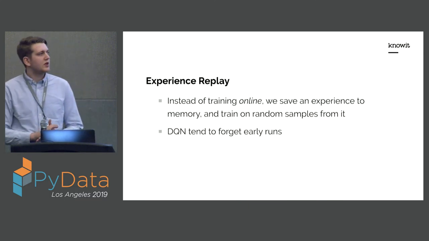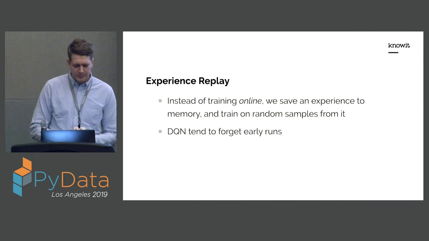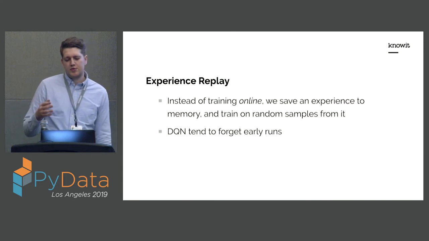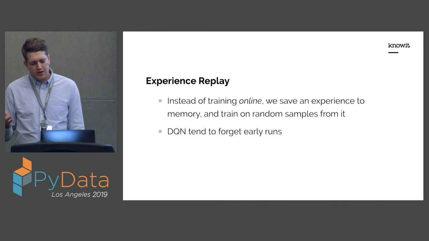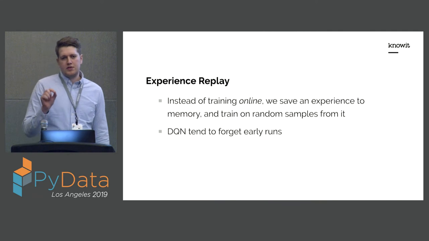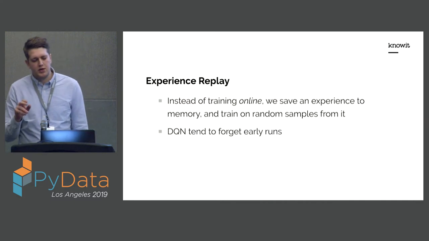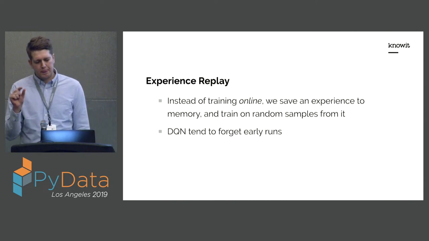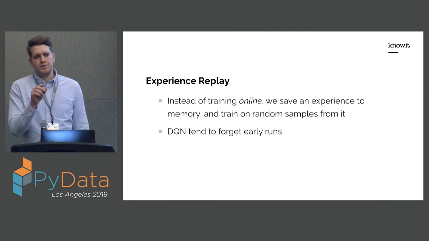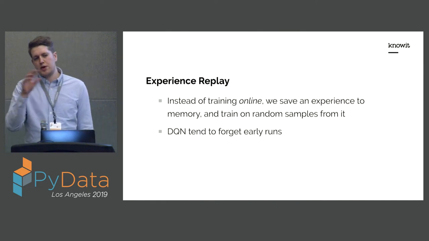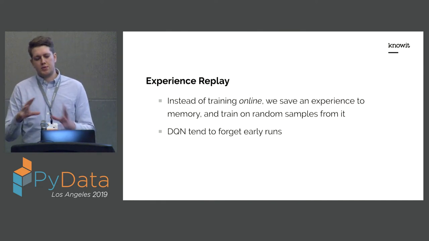We also need to introduce something called experience replay. Instead of training online, we save an experience to a memory bank, and then we train on random samples from the memory bank. Online training is what we do with the Q value: the agent performs an action, this is immediately updated in the Q table, and then you do the next action, and so on. But with neural networks and deep Q learning, when the agent performs an action, you don't immediately update the Q value and train the neural network. Instead, you save it to a memory bank, and then you draw random samples from this memory bank.